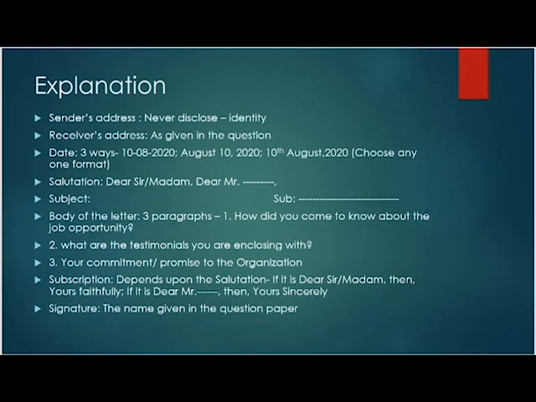The third thing that you have to follow in the format is writing of the date. So the date can be written in three ways. First, the date, the month, and the year, that is in figures. Or else you can write the name of the month in words, as you see in the second example, August 10, 2020. Or else you can write 10th August 2020. It is left to you. You can choose any format that you want.